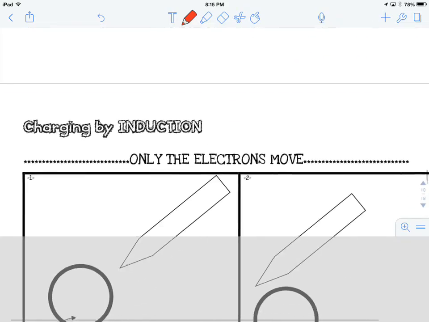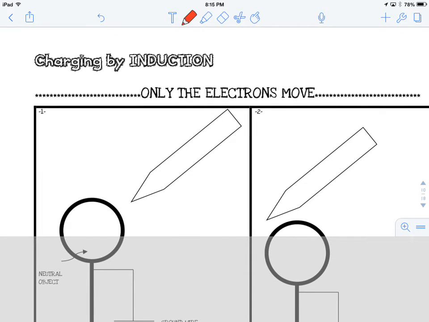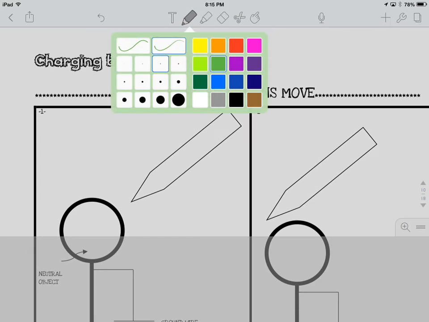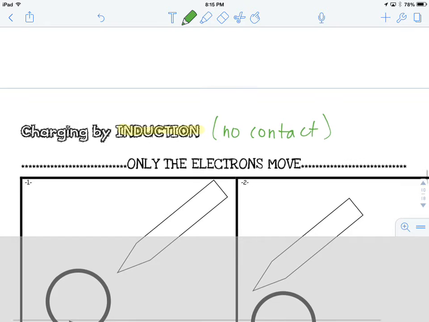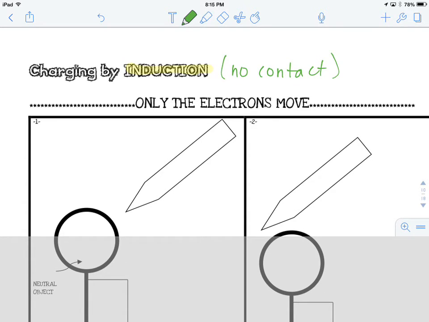Okay, so now charging by induction is a little bit different than charging by contact, because with induction, no contact occurs. This is what's really important: there is no contact that happens when we charge by induction.